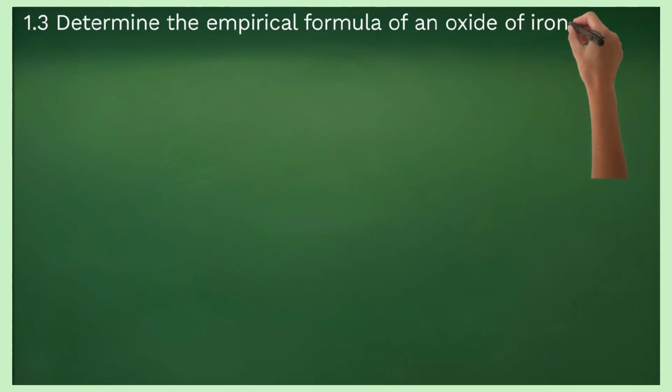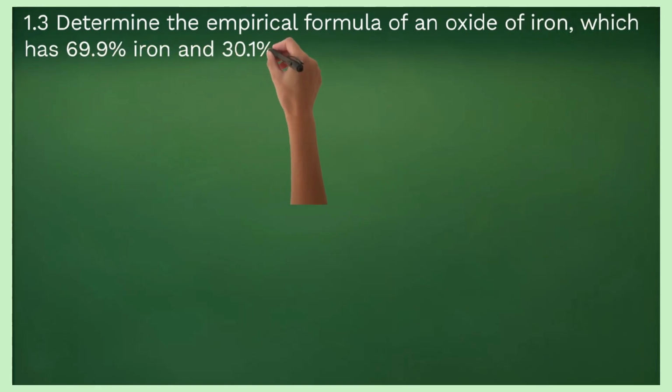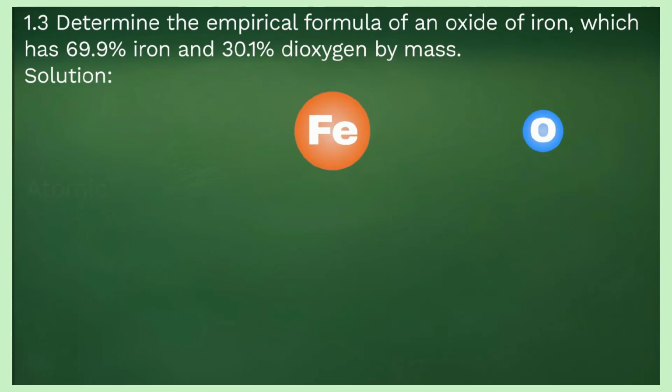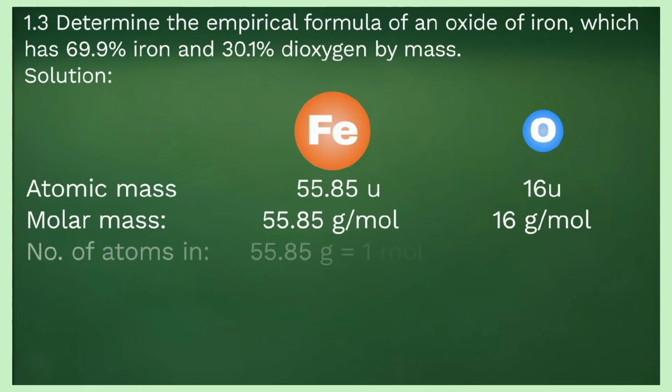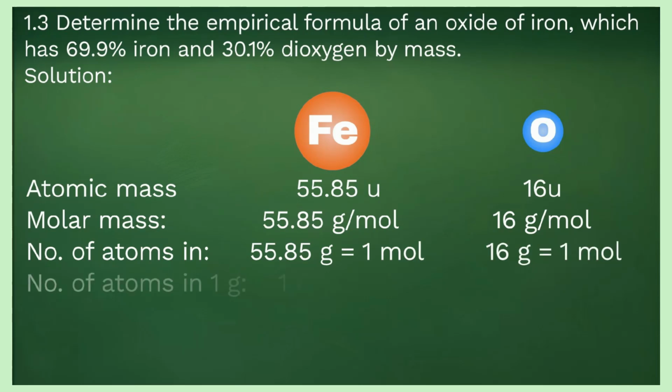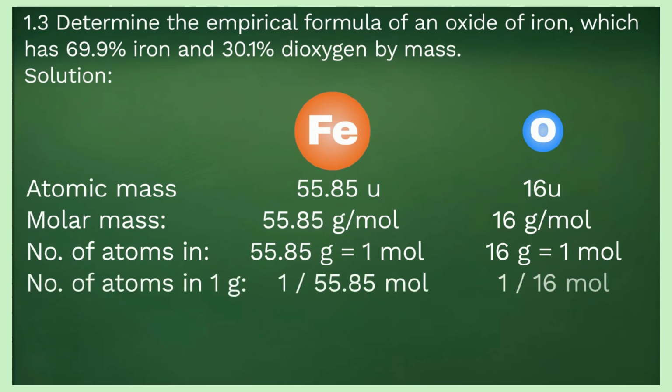Third question is, determine the empirical formula of an oxide of iron, which has 69.9% iron and 30.1% dioxygen by mass. It should be known to you that atomic mass of iron is 55.85 U and that of oxygen is 16 U. Therefore, molar mass of iron becomes 55.85 grams per mole and that of oxygen, 16 grams per mole. In other words, number of atoms in 55.85 grams of iron equals 1 mole and in 16 grams of oxygen, 1 mole. Mathematically, number of atoms in 1 gram of iron are 1/55.85 of a mole, while in 1 gram of oxygen, 1/16 of a mole.